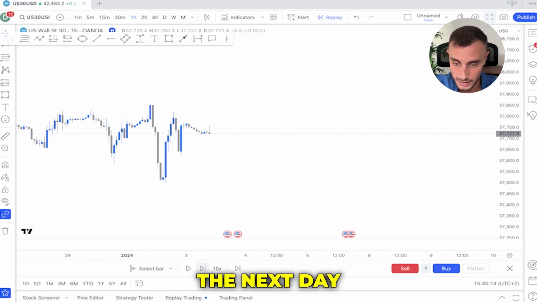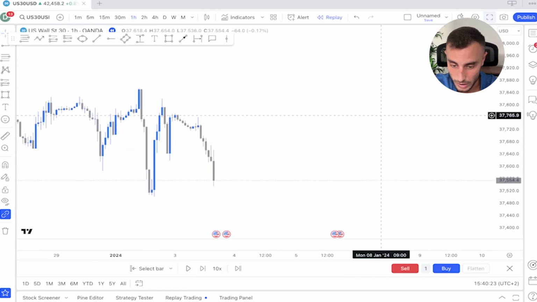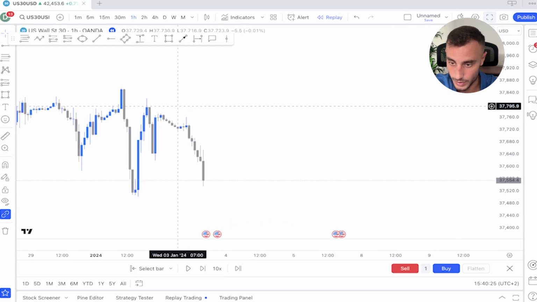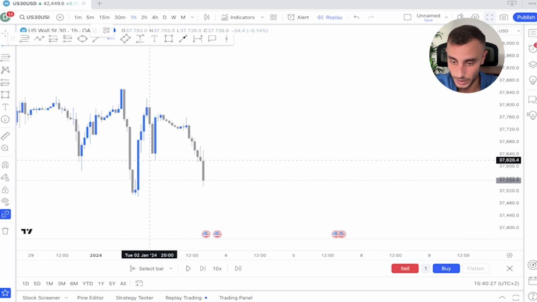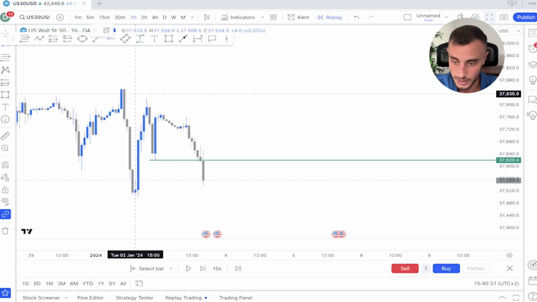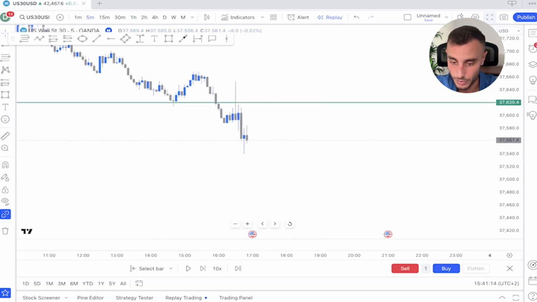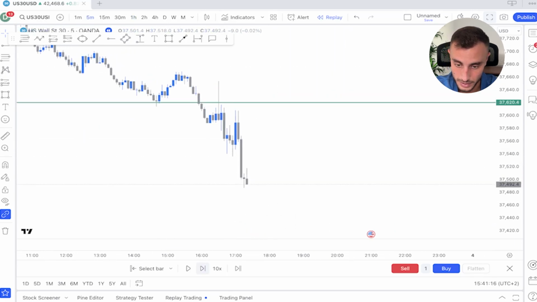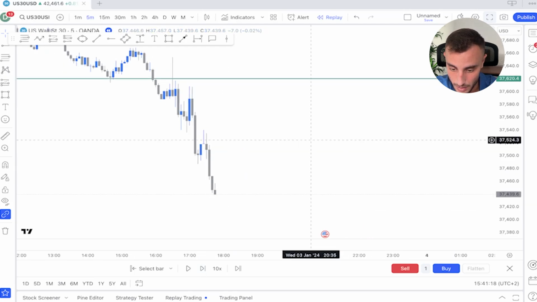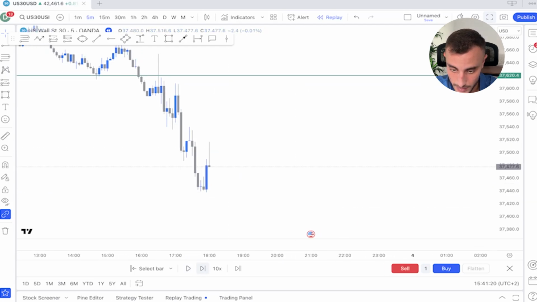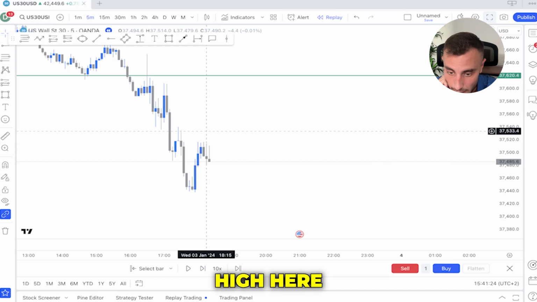Okay, let's move on to the next day. And perfect. What do we have here? First things first, we have a liquidity level here. And I would say that we have another liquidity level right here as well. And we can see that this one has been taken out. And now on the 5-minute, I will look for a market structure shift. So the price is moving lower, okay, moving lower. Let's see. Okay, we created another high here.